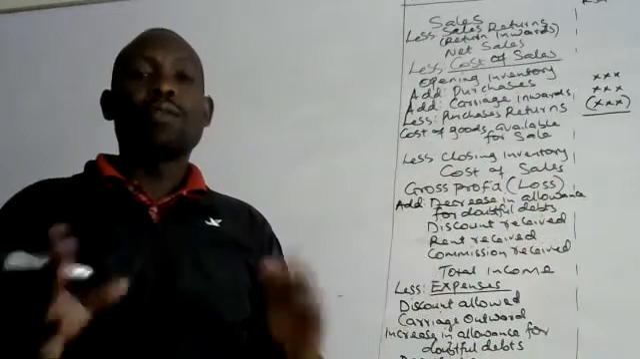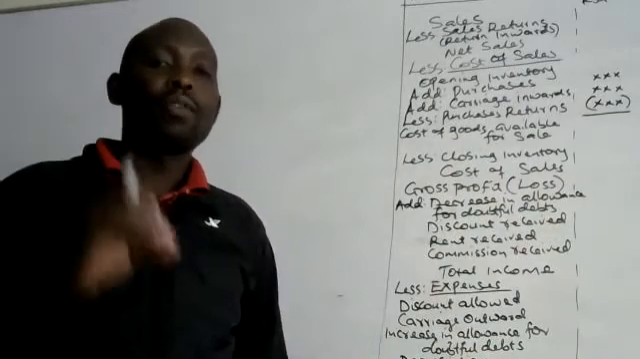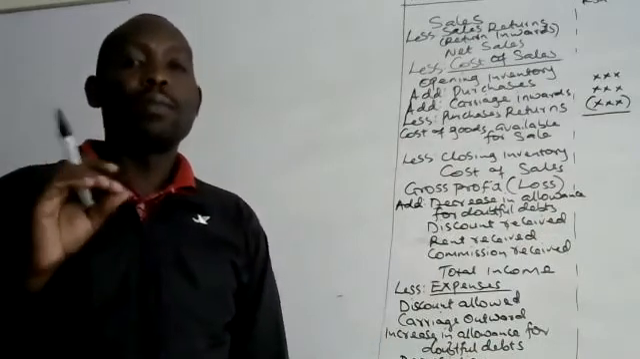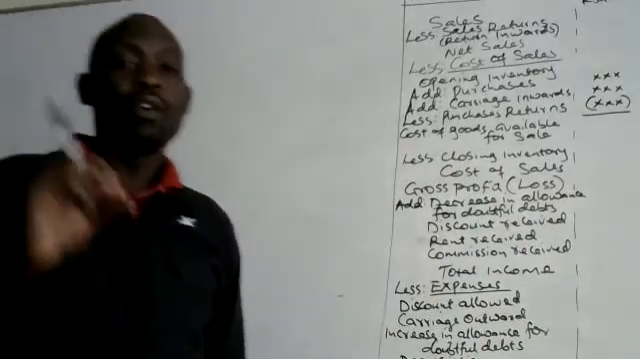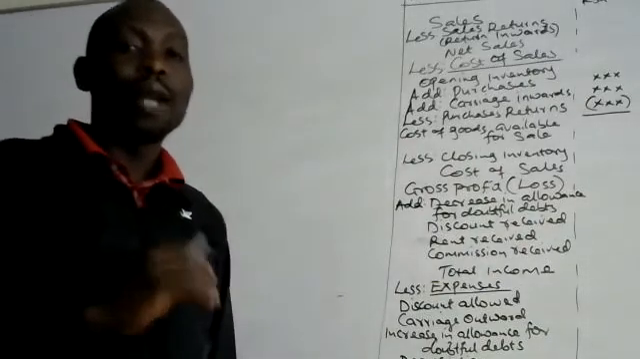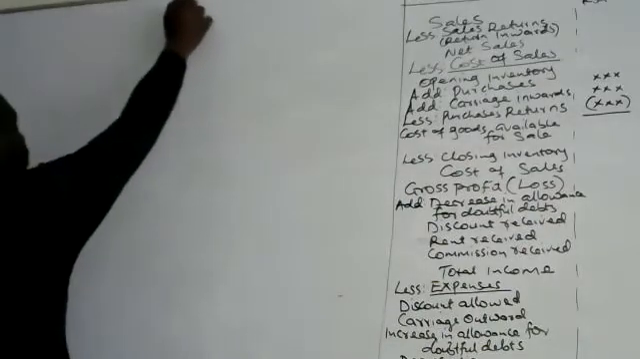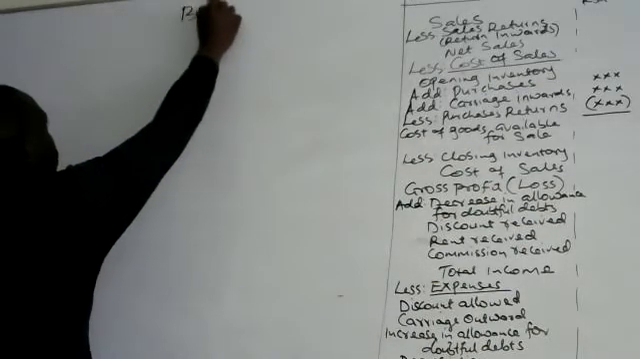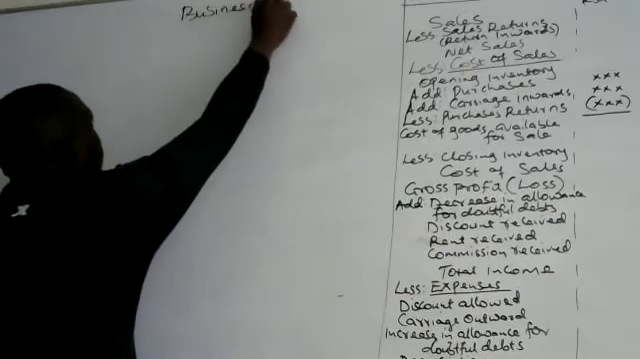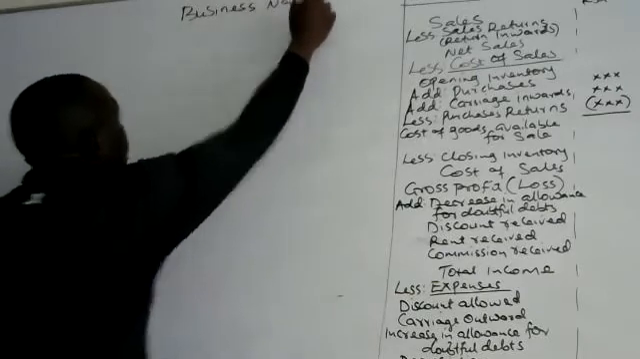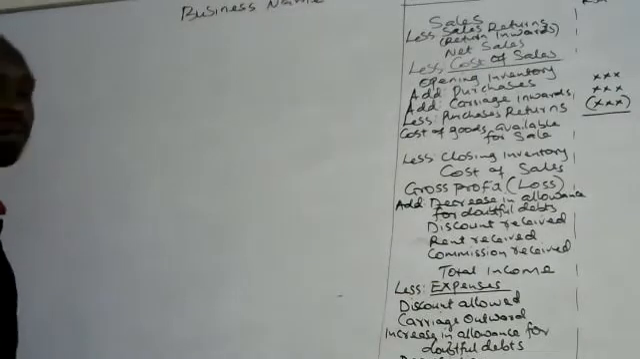Those three elements of accounting are normally captured in what we call the statement of financial position, or previously known as the balance sheet. So you start by the business name also, as given in the examination question paper.